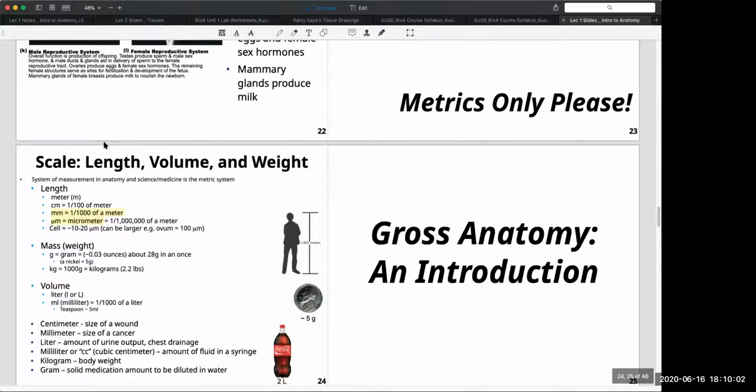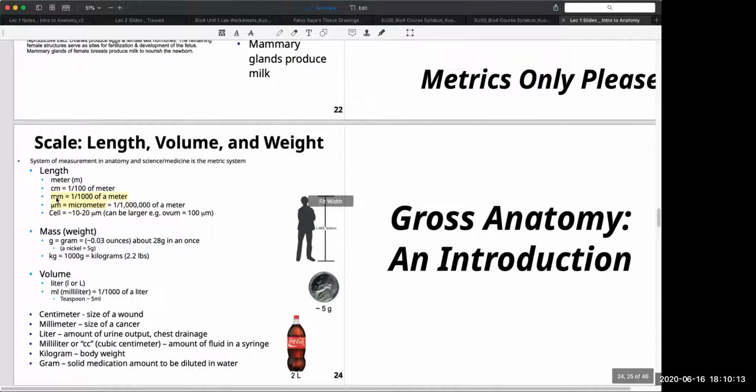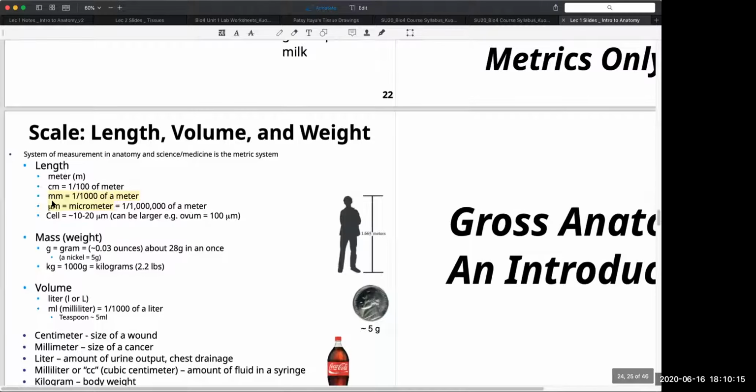This slide, okay, you'll see much of this information is being left out of your lecture note. Really the only two that we'll be discussing in lab are micrometer and millimeter. So you should be able to convert between the two. 1 millimeter equals 1,000 micrometers. So I can ask you how many micrometers in 2 millimeters or 2.2 millimeters. Well, 2.2 millimeters equals 2200 micrometers.